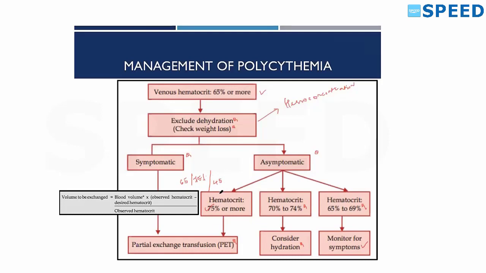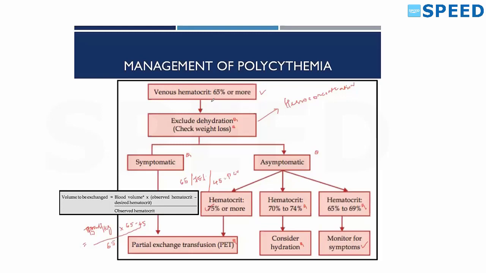If the hemoglobin of a neonate is considered to be 15 to 18, then a PCV of 45 is the desired value. So the blood volume is 80 ml per kg for a preterm and 75 ml per kg for a term neonate, into observed value would be 65 and desired value would be 45, divided by 65. So this will be the volume of the blood that has to be exchanged in order to get back this patient from symptomatic polycythemia into a normal range. So this is in brief regarding the management of polycythemia.